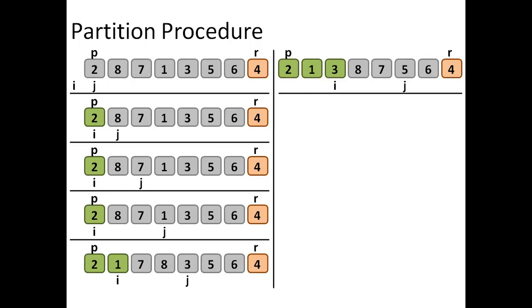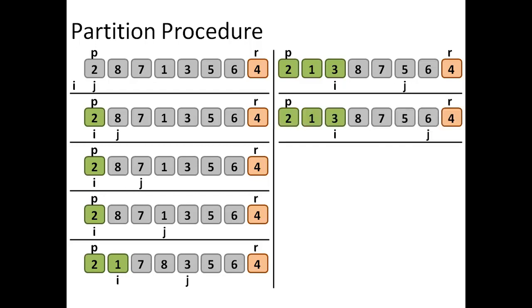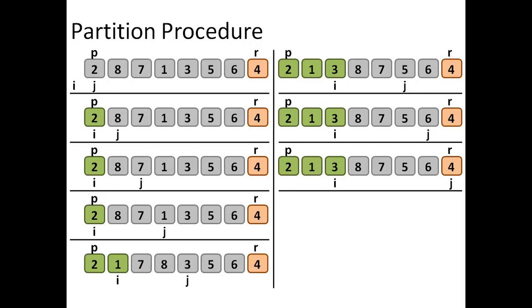And also J has reached the element 5 now. Since 5 is less than 4 is not true, we have to check for 6. And finally the loop will terminate as 6 is also not less than 4. At this point one may observe that elements which are less than 4 are together at the left end of the array, and elements which are greater than 4 are lying at the other end of the array.